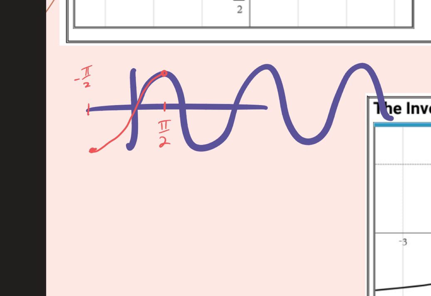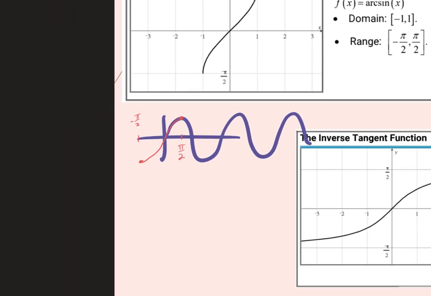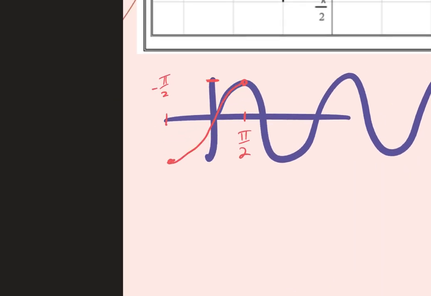So you have to restrict the initial one, otherwise it doesn't pass your horizontal line test and then it can't have an inverse. The way we restrict sine is from negative pi over 2 to positive pi over 2. Now that's our original sine curve. So if I wanted to take these points and find the inverse of this sine curve, I flip all those x and y's, right? This coordinate point is negative pi over 2 and negative 1. This coordinate point is 0, 0. And this coordinate point is pi over 2 and 1.